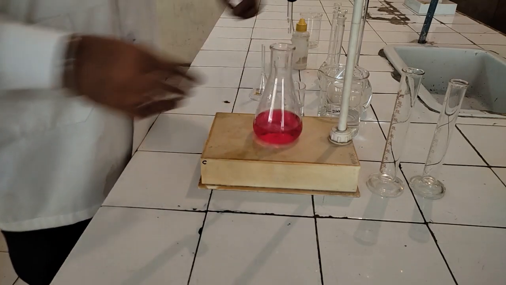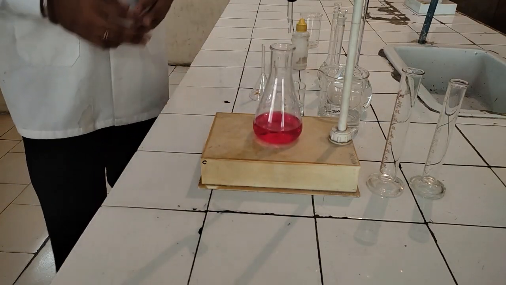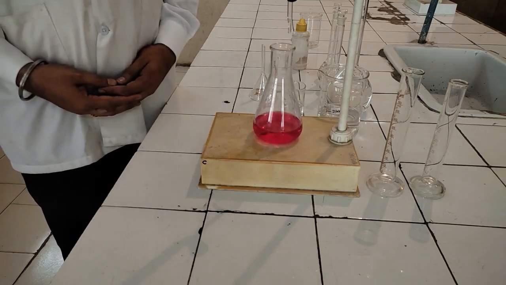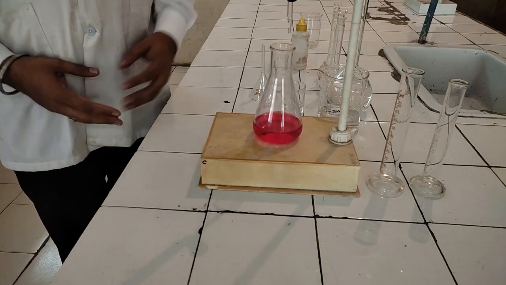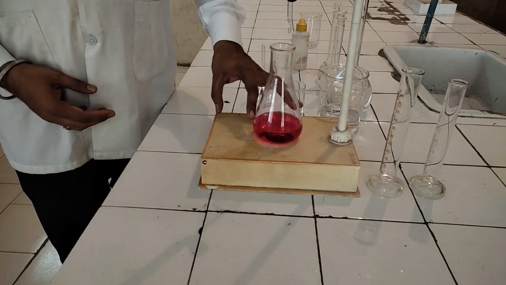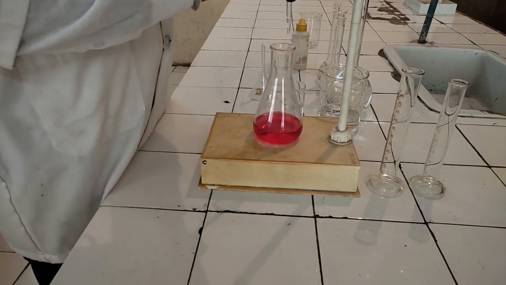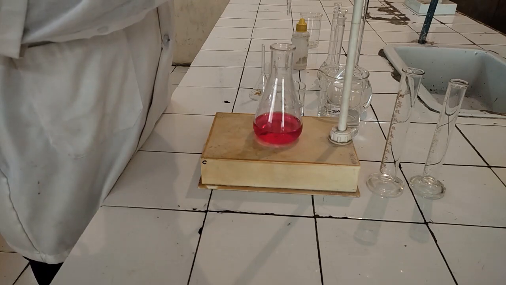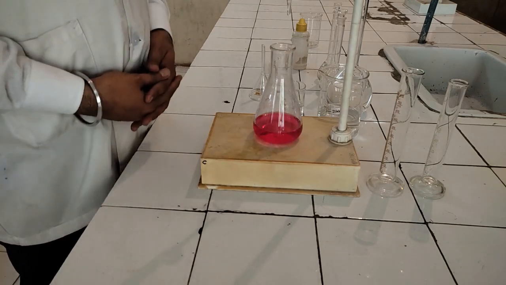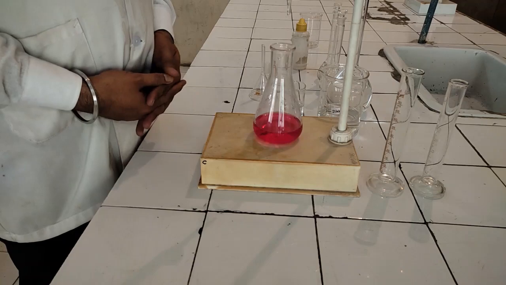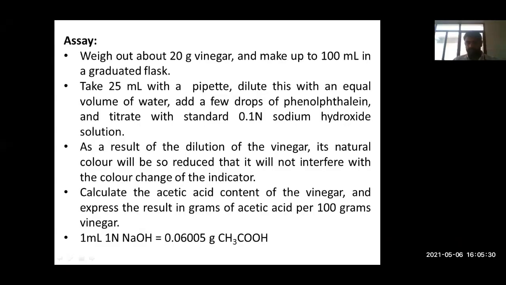So as you can see, a bright pink color has developed in our reaction. So this marks the end point of our titration. Note the reading from the burette, and 28 ml of NaOH has been consumed in this reaction. In the second part of the video, we have performed the experiment according to the procedure. Now let's look at the observations.